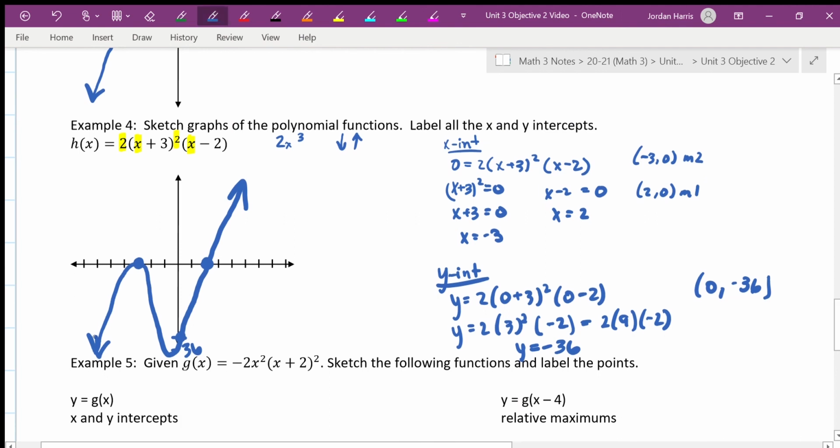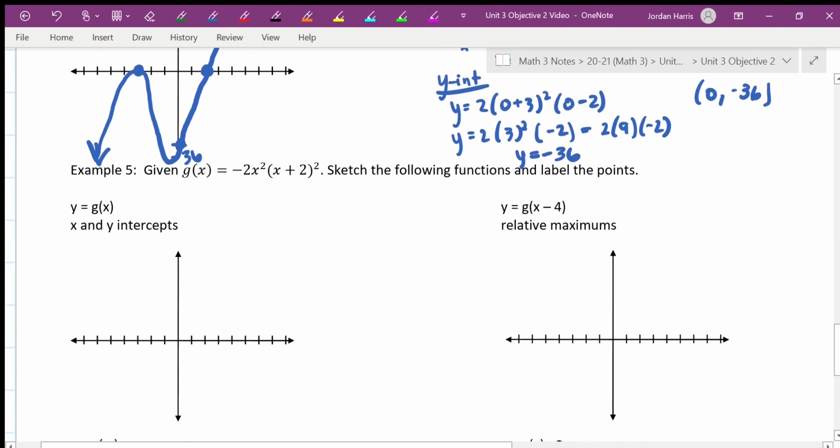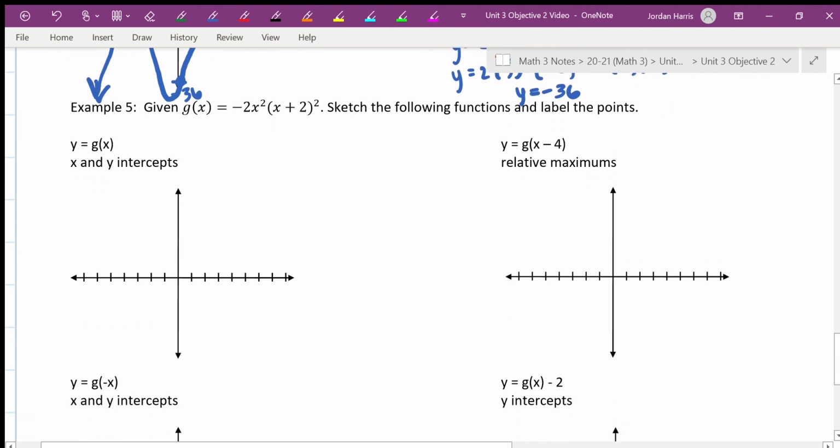And once again, notice it's nice curves. They look like parabolas, kind of connected to each other. Make sure that's always what it looks like. All right, now we have the last problem.